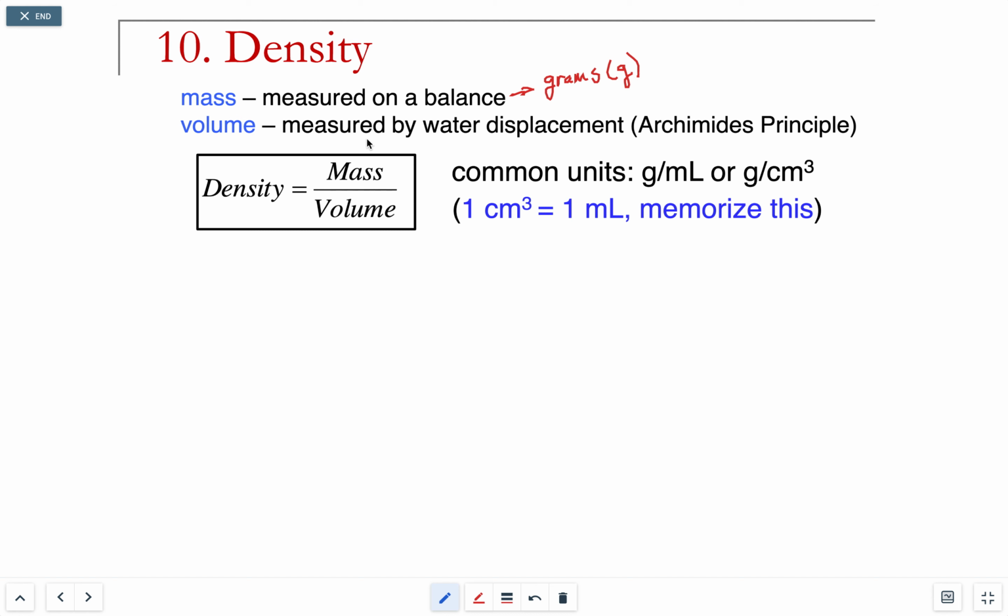Volume is measured in units of milliliters, where the SI unit is the liter. We measure volumes for liquids typically in liters or milliliters. For solids, we use cubic centimeters, cubic meters, things of that nature. Now, the volume of any solid object can be measured by water displacement. This is Archimedes' principle. So let me just briefly mention how that works. You're going to be doing this in the laboratory next week.